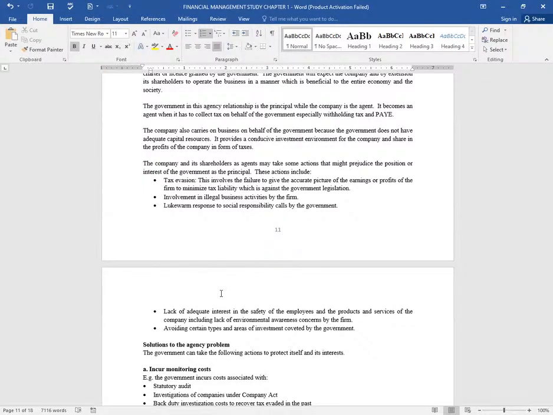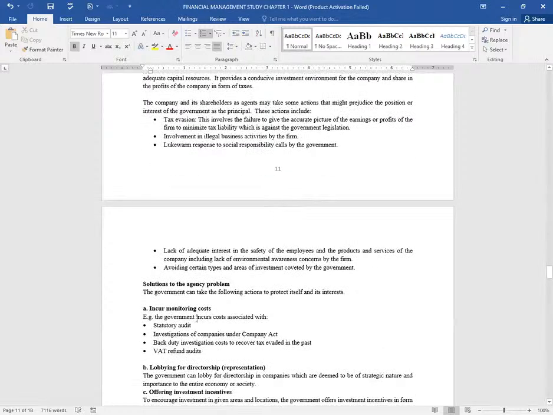So, solution to this agency problem, we are told the government can take the following actions to protect itself and its interests. So we have audit is key. We have investigations of companies under the Companies Act. We have the back duty investigation, to recover the tax evaded in the past. We have the VAT refund audit. So the key thing here is that the government has to bring in auditors, perhaps from KRA, or even appoint a private auditor to come and investigate the affairs of a private company so that we can have the government protecting its interest.